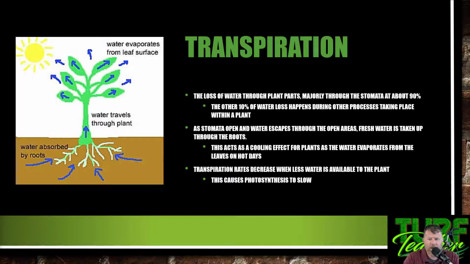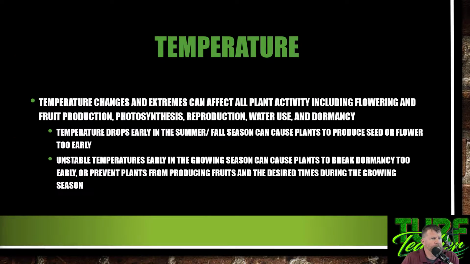But as stomata open and water escapes through the open areas, fresh water is taken up through the roots, and this acts as a cooling effect for plants as the water evaporates from the leaves on hot days. So they're natural air conditioning. Transpiration rates decrease when less water is available to the plant, and this causes photosynthesis to slow. And transpiration is a big part of irrigation, especially with turf grass.